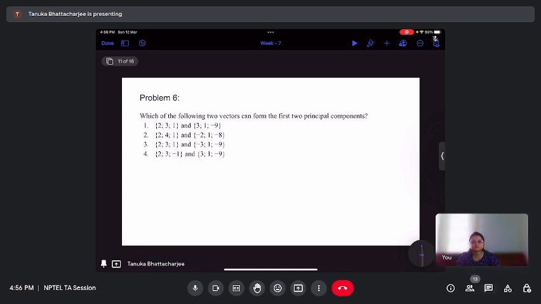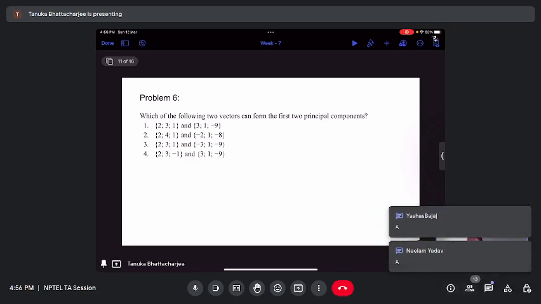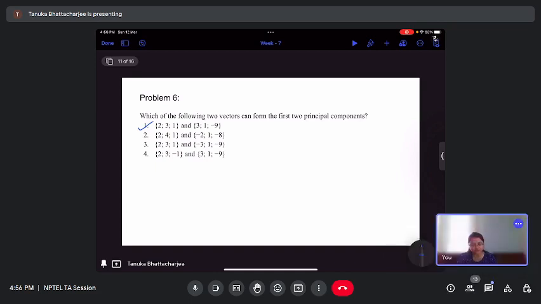Option 1 is the correct answer. Yeah, that is perfectly correct. These are the first two principal components. I will just explain if anyone has any doubt. All your principal components are supposed to be orthogonal to each other, because you are taking the eigenvectors in the eigenspace. These eigenvectors are orthogonal to each other. So your principal components will also be orthogonal to each other.